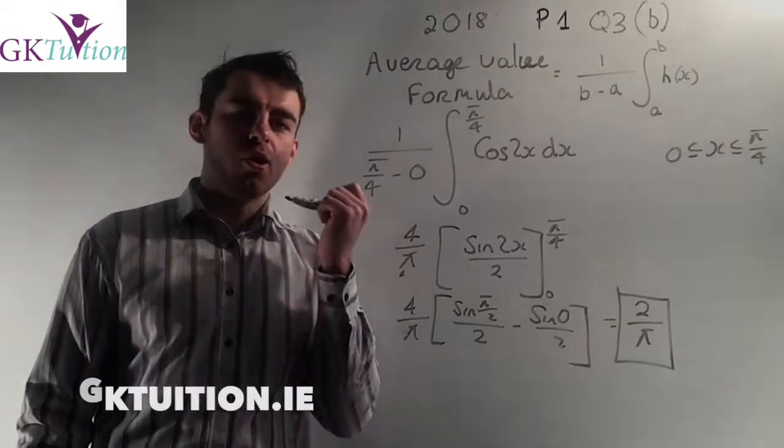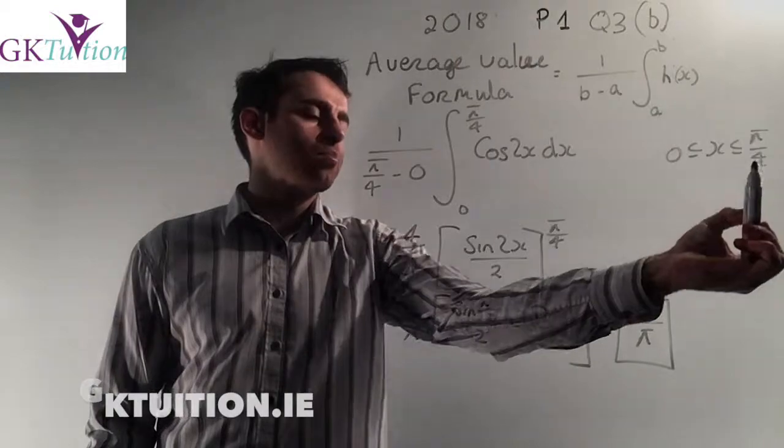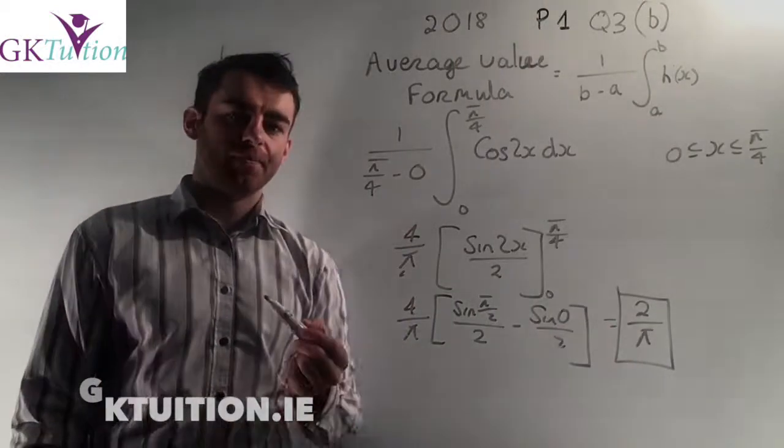The average value, or the average distance between the curve and the x-axis from x is 0 to x is pi over 4, is 2 over pi.